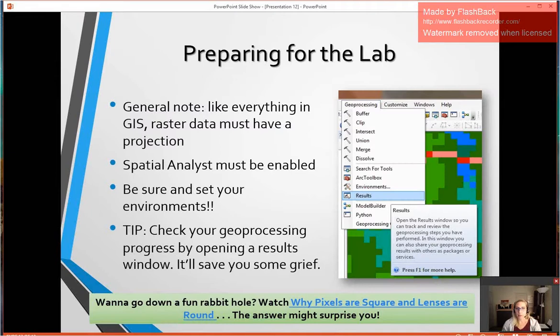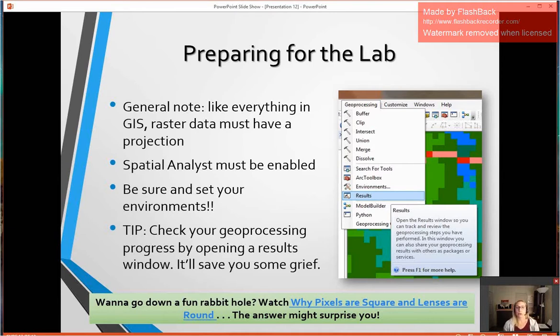And last but not least, as we prepare for the lab, remember that raster data, like everything in GIS, has to have a projection. So remember to pay attention to transformations and that things are lining up. Don't forget to enable Spatial Analyst. This is where we start getting into common errors that occur when doing labs in Advanced GIS. Don't forget to enable your Spatial Analyst, or any other analyst extension that you might need. Also, be sure to set your environments.